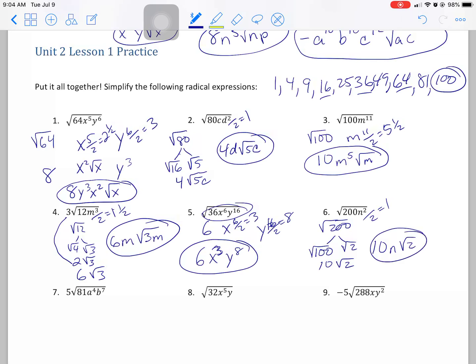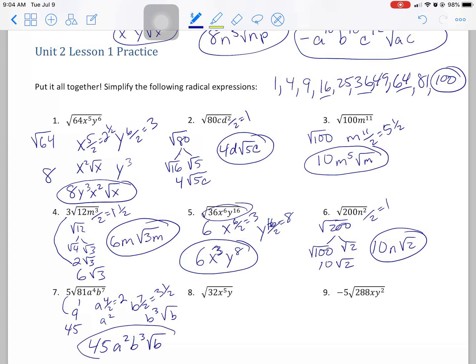All right. 81 is a perfect square of 9. 9 times 5 is 45. Put that out there. And then a to the 4th, all the a's come out. B to the 7th. 3 b's, 2 times 3 is 6 with 1 remaining, so 3 b's come out and 1 stays in. Put that all together, 45 a squared b cubed square root of b.